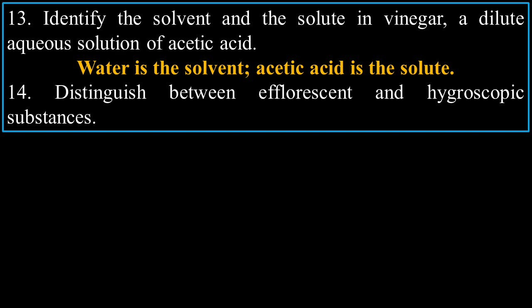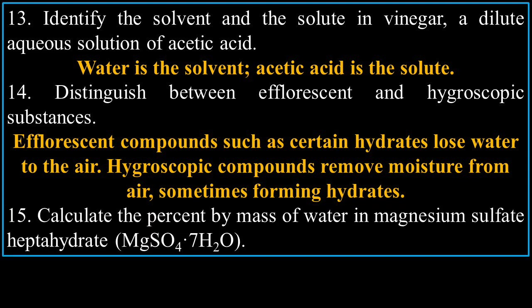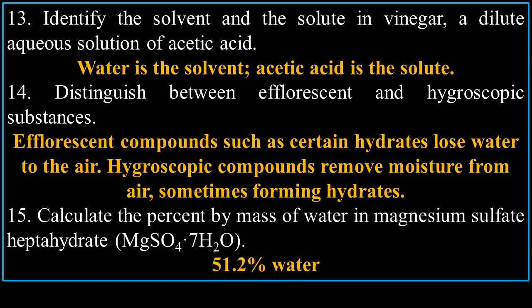Distinguish between effervescence and hygroscopic substances. Let's wait for the answer, but effervescent compounds such as certain hydrates lose water to the air. Hygroscopic compounds remove moisture from air, sometimes forming hydrates. Calculate the percent by mass of water in magnesium sulfate heptahydrate. The total mass would be the denominator, and the total mass of the water would be the numerator, times 100. So that's 51%.